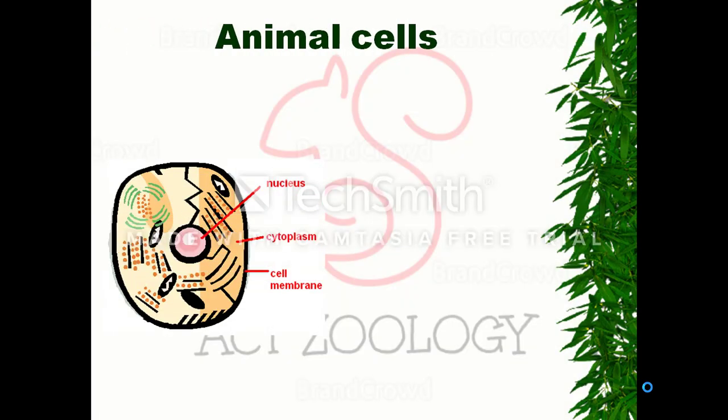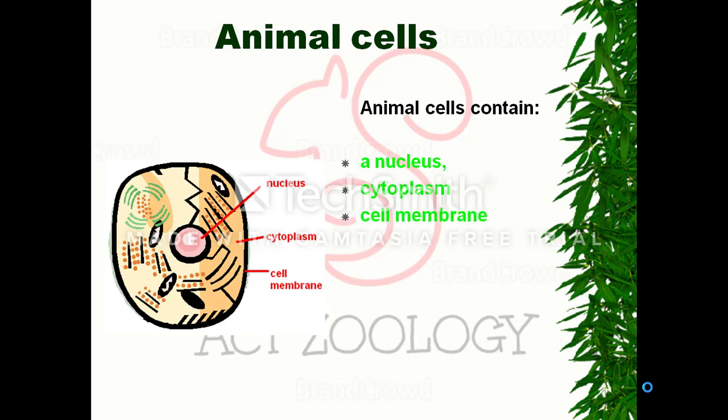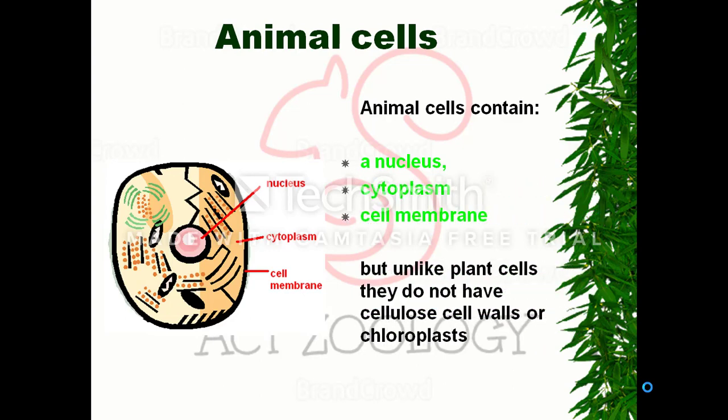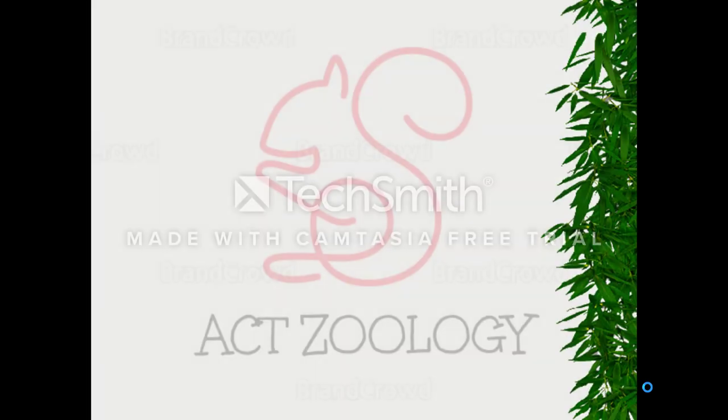While the animal cell contains a nucleus, cytoplasm and cell membrane, unlike the plant cells, they do not have a cellulose cell wall or chloroplasts.